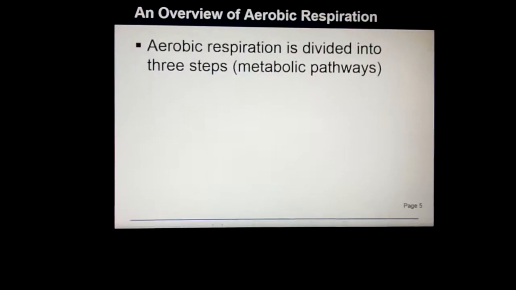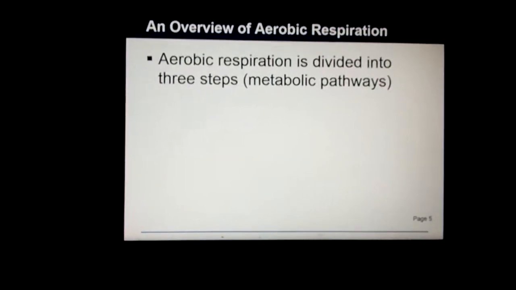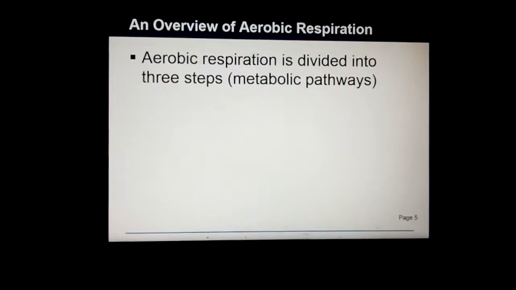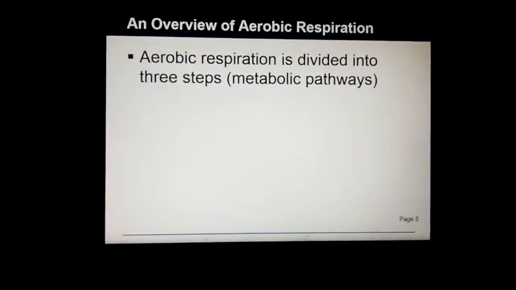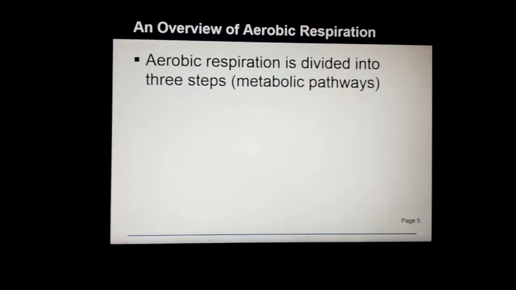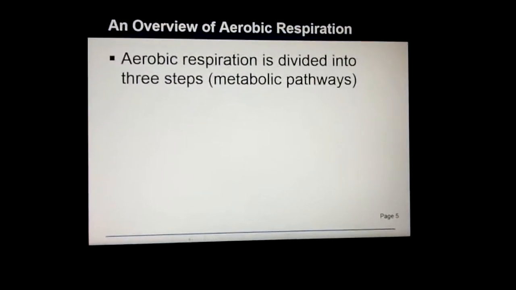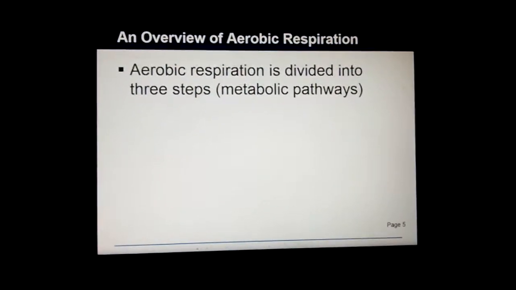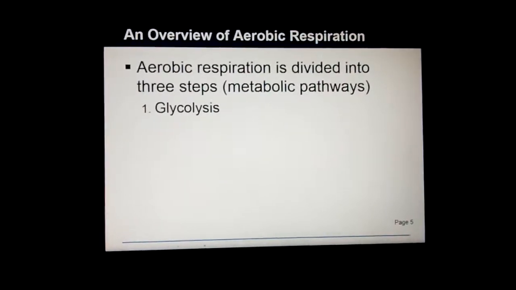Slide number 5. So for the next few slides, we will discuss the details of aerobic cellular respiration, which is basically cellular respiration in the presence of oxygen. This process basically is divided in 3 major steps or 3 metabolic pathways. The first one is called glycolysis.